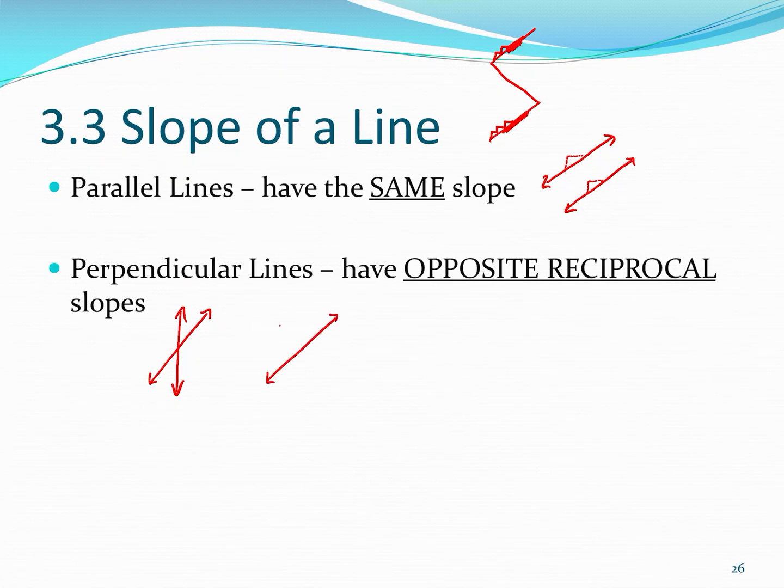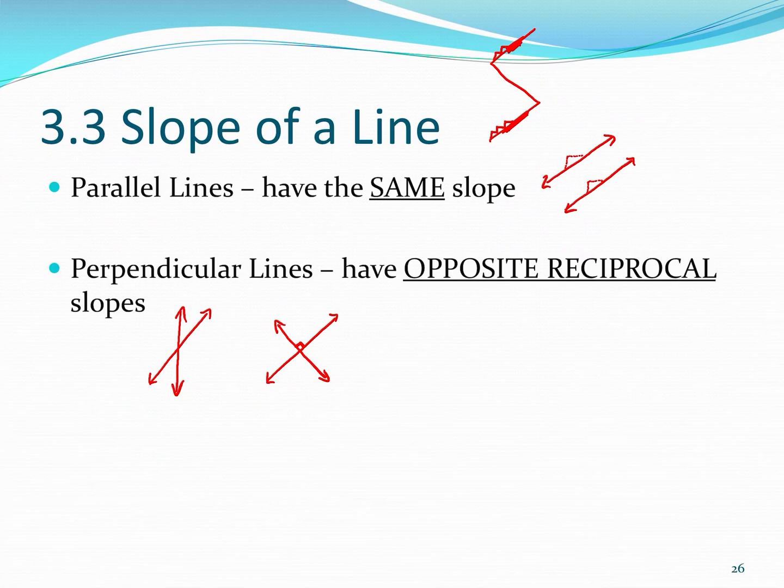However, this line and this line, we might say, are perpendicular. And the difference is that these two cross and form a right angle. So perpendicular lines have to meet and form a right angle.